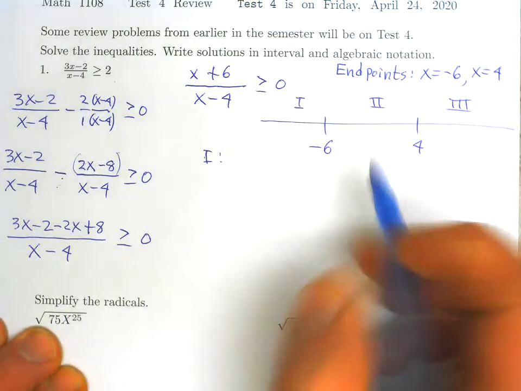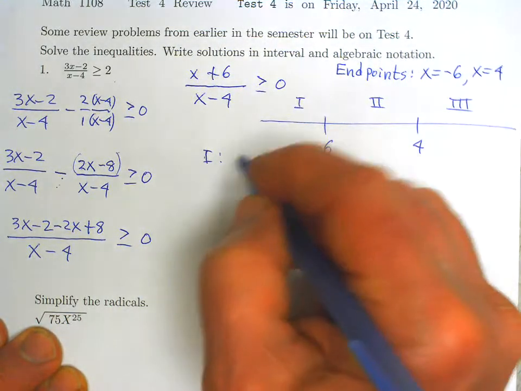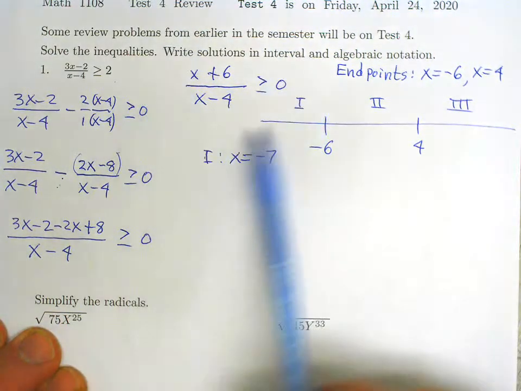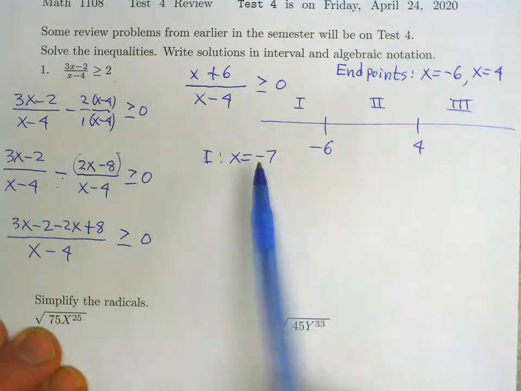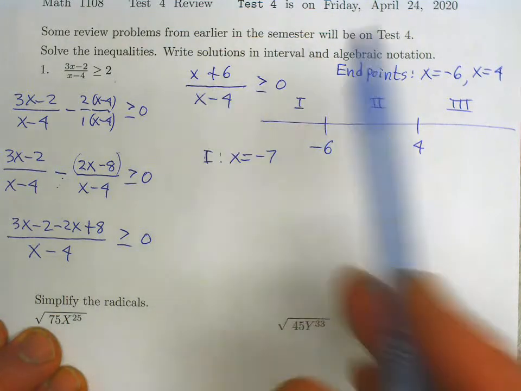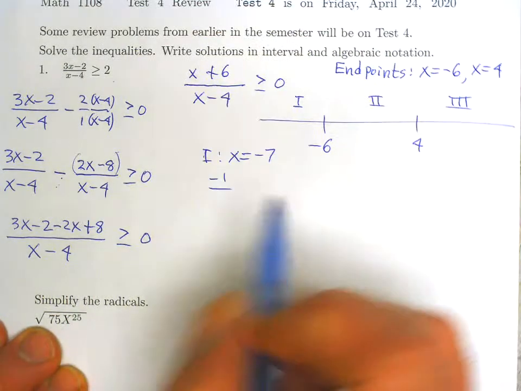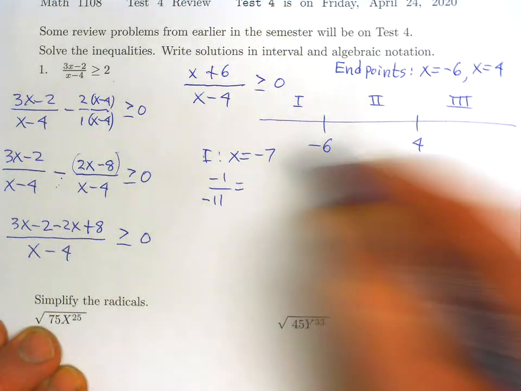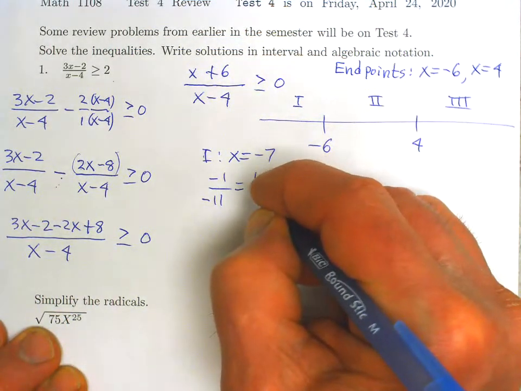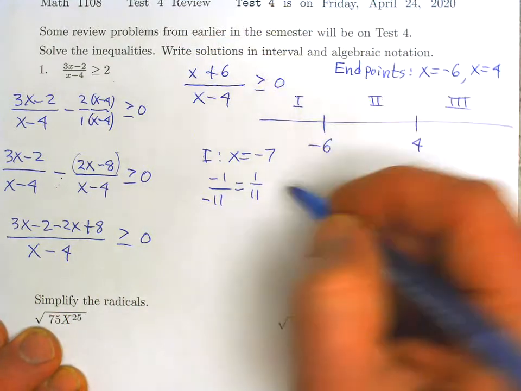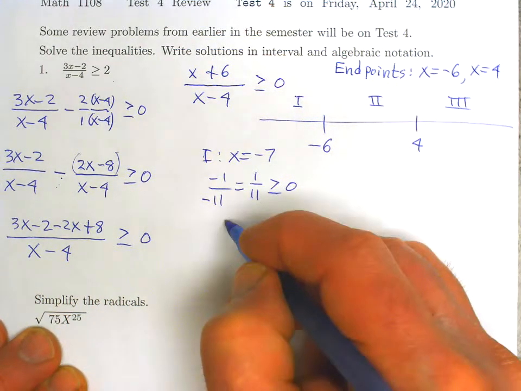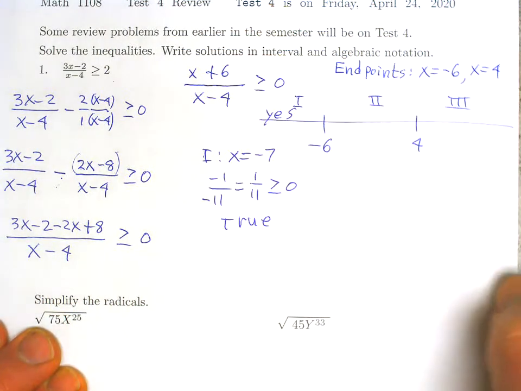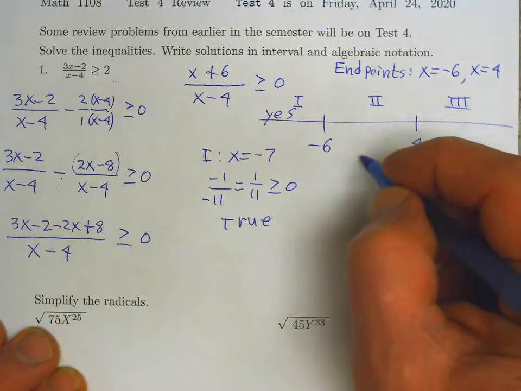And then we pick test points from the intervals. In the first interval on the left, pick any number less than negative 6. I'll pick negative 7. And then in the inequality, replace every x with negative 7. In the numerator, negative 7 plus 6 is negative 1. In the denominator, negative 7 minus 4 is negative 11. Negative 1 divided by negative 11 is positive 1 over 11, and the inequality greater than or equal to 0, that's true. So that means all of the numbers from negative infinity to negative 6 are solutions.